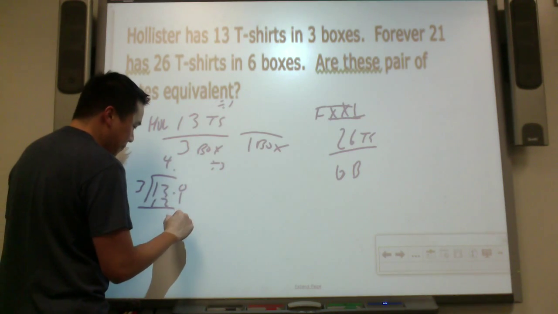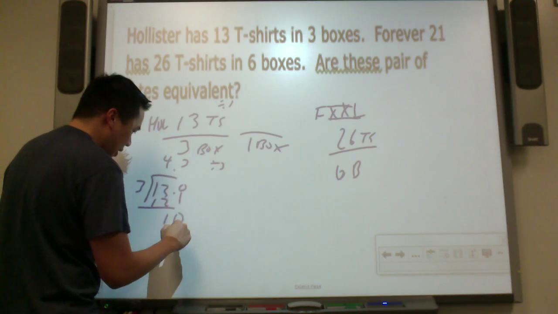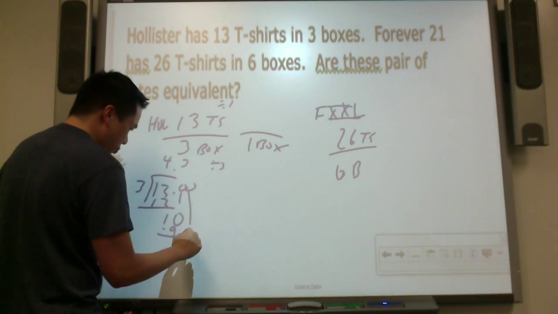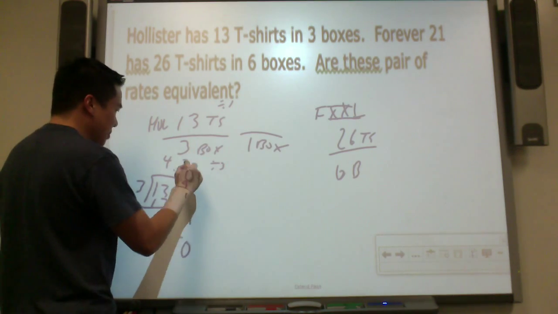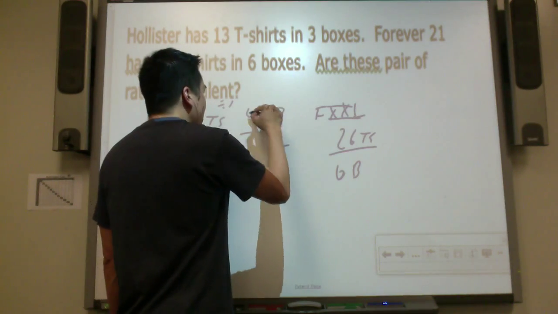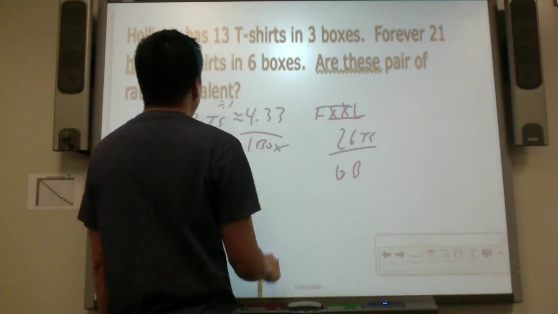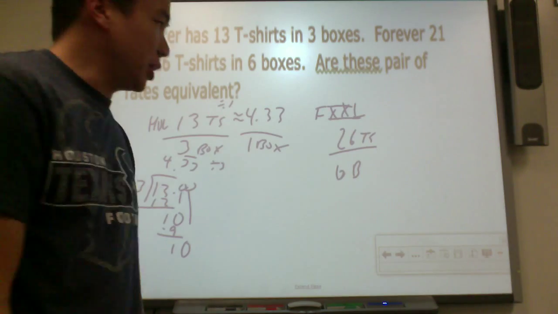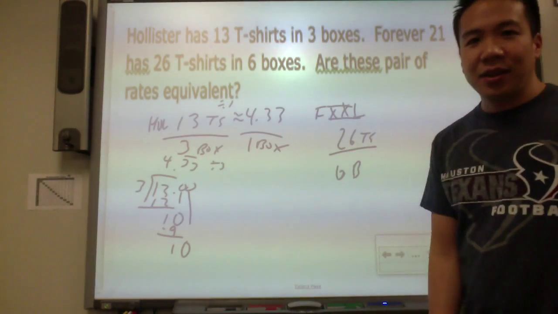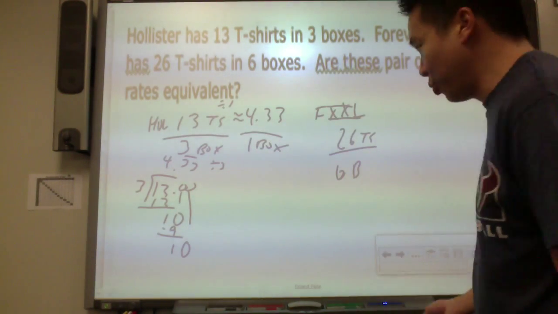We're in junior high. How many 3's go in 10? 3 times. Get rid of this remainder. 3 times again. You know what? It's repeating. So it's approximately 4.33 t-shirts per box. Like 4 t-shirts, and they cut up 1 2/3.